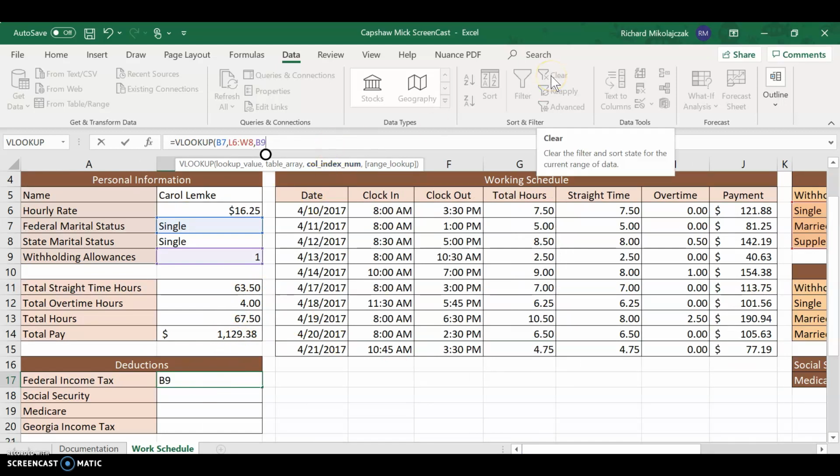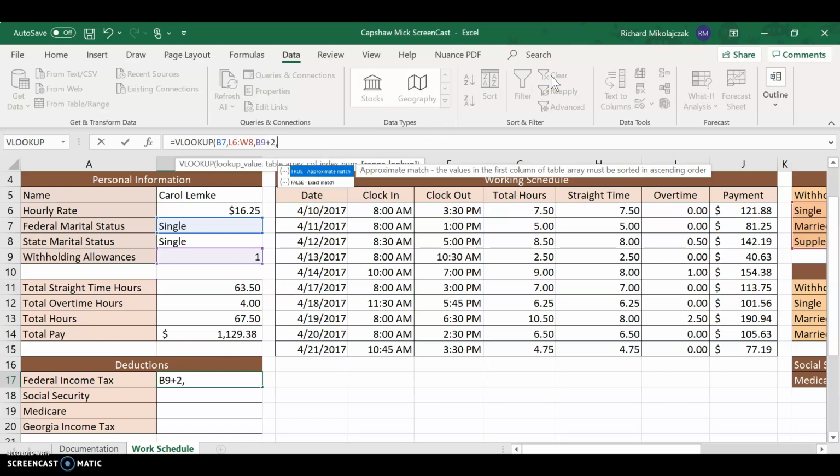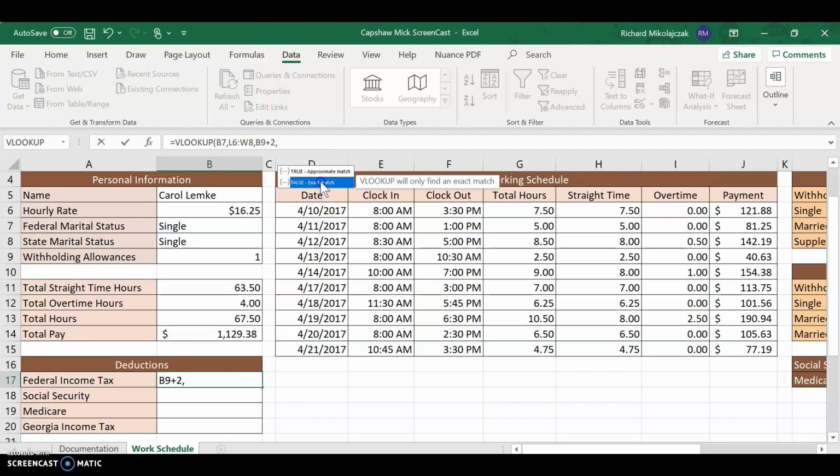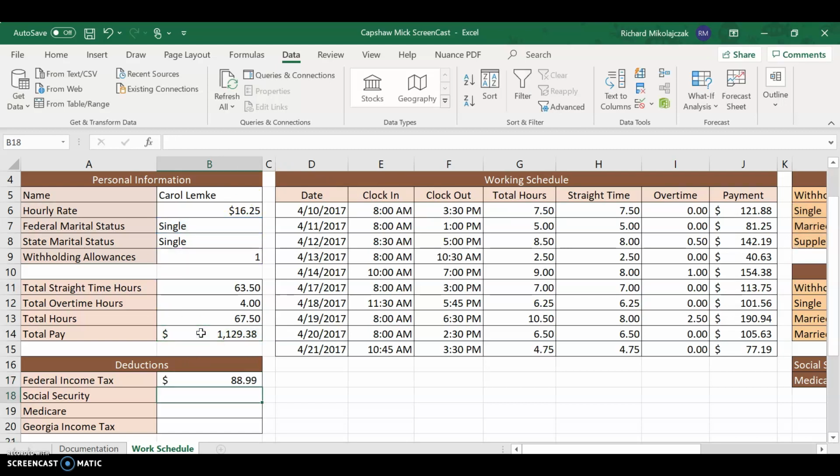So we're going to B9 plus 2. And then it's saying true or false. We need an exact match, so it's false. Then we're actually going to multiply that by our total pay. And there we have it.